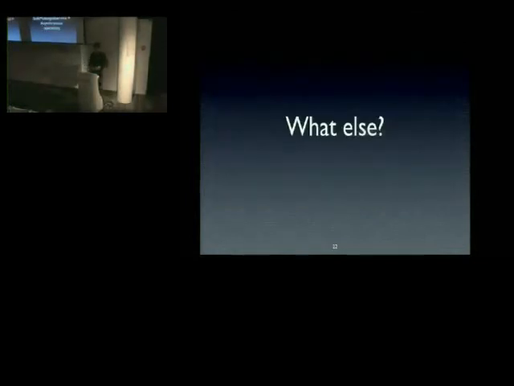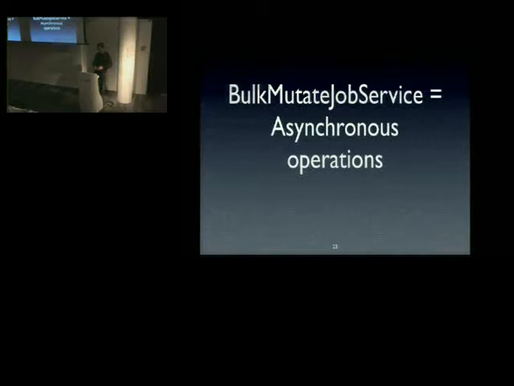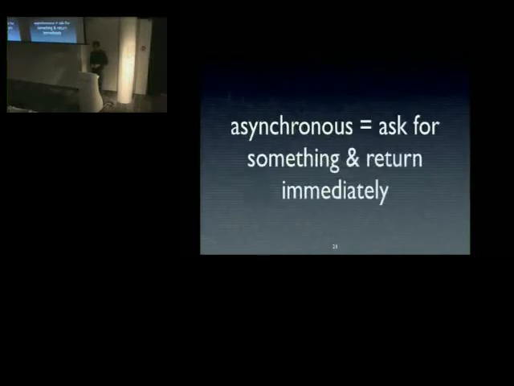What else is in V2009? Well, we have the asynchronous operations, also known as the bulk mutate job service. How many of you are familiar with asynchronous operations or have heard about it? Okay, so not many of you. For the non-developers in the room, asynchronous is basically asking for something and then having your code return immediately and having that operation being performed in the background, and then you can either poll or get called back on when the job is done. In the case of the AdWords API, you simply ask it for the status regularly.